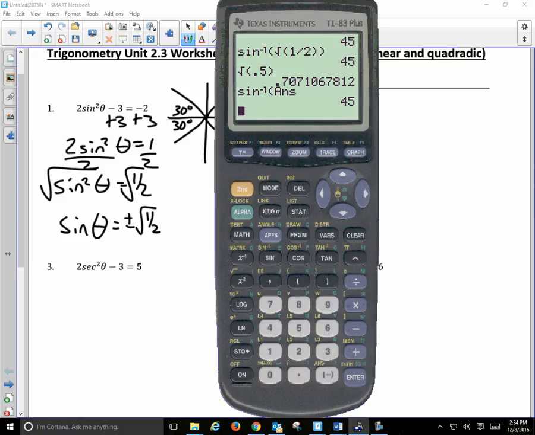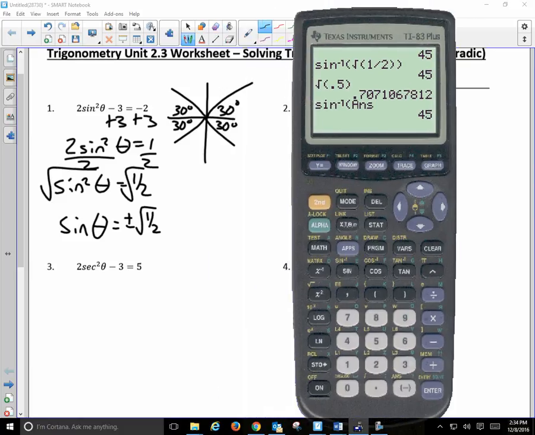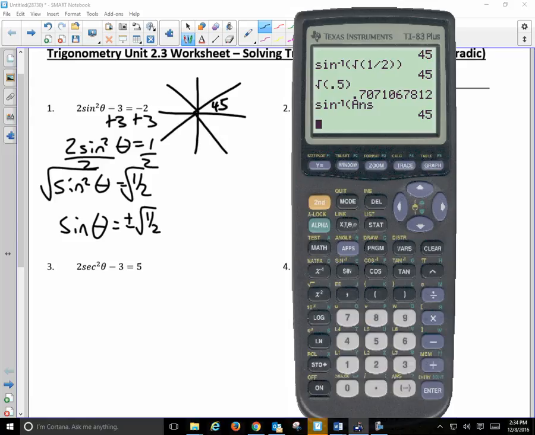What? Oh, sorry. Did I do this right? Oh, I wrote 30. It's 45. Sine is equal to 1/2 at 30 degrees. My bad. Sorry about that. We got 45, 45, 45, and 45. So theta is equal to 45 degrees, and 135 degrees, and 225 degrees, and 315 degrees.